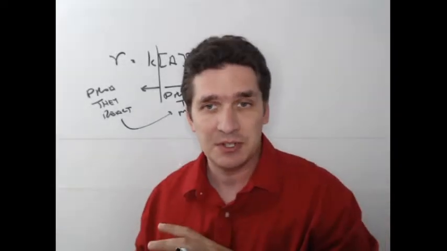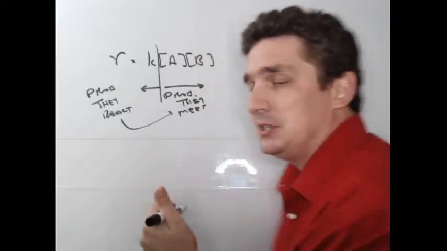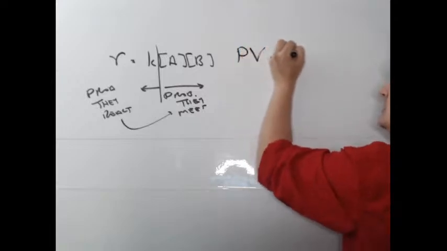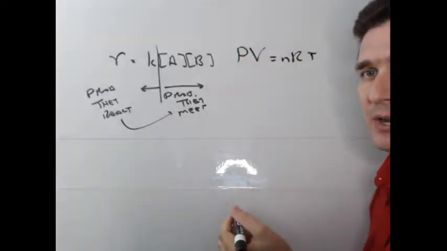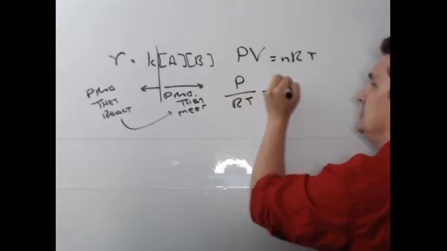Now, for gases, we actually have a unique situation, because we can control the concentration of a gas the way you would control the concentration of a liquid. You would just add more and more of the reagent. But another trick we can use is the pressure. So we take the ideal gas law, PV equals nRT. We rearrange. We'll get pressure over RT equals n over V.